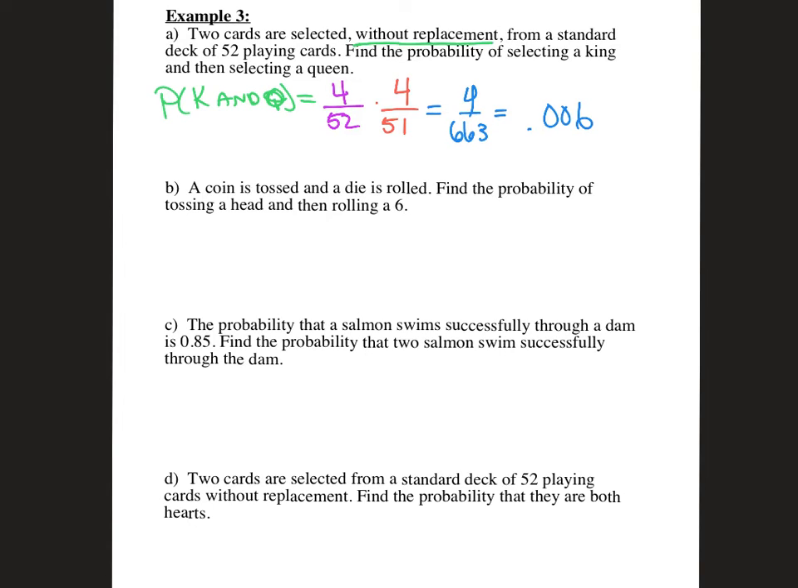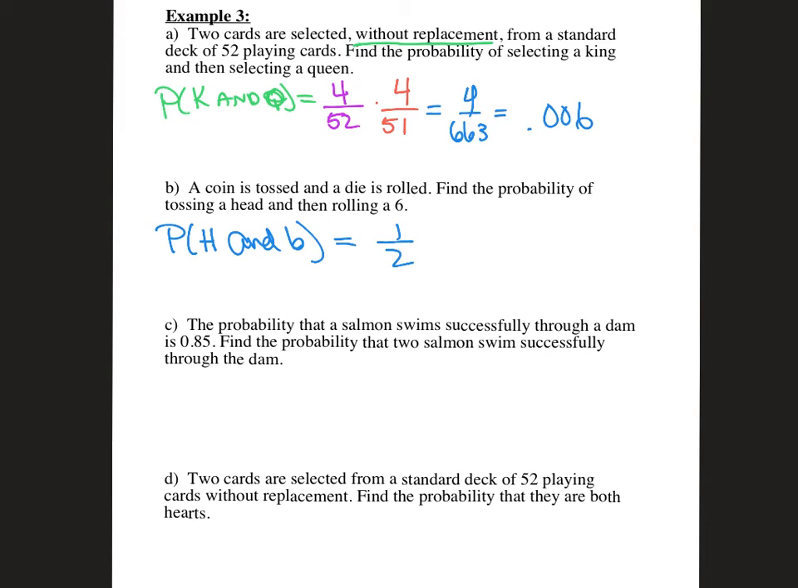A coin is tossed and a die is rolled. Find the probability of tossing a head and then rolling a 6. These are independent events, doesn't matter. So probability of tossing head side up and then rolling a 6 is going to be, well, 1 out of 2, because it's either heads or tails.